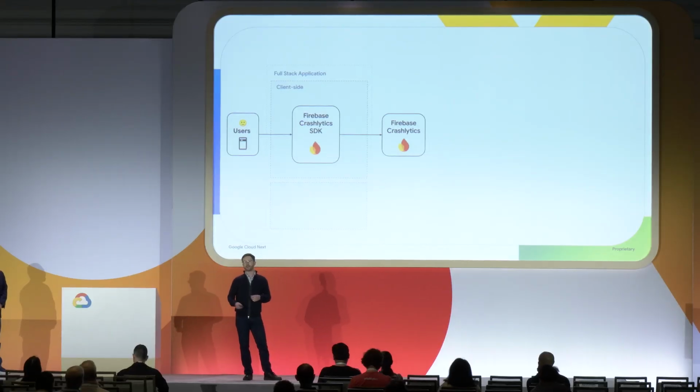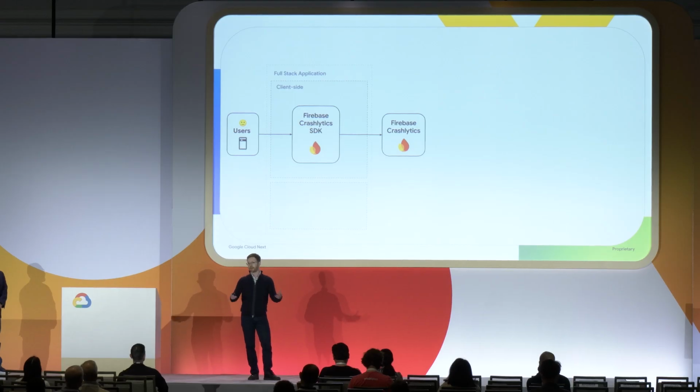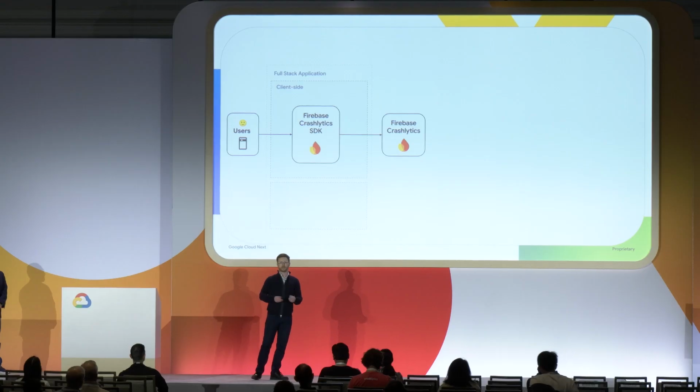You've got your users on their end devices using your application. As an iOS or Android developer, you would add the Crashlytics SDK. Once you add the Crashlytics SDK, that's automatically going to start collecting crashes, ANRs, and allow you to log non-fatals. Those will get uploaded to the Crashlytics service, where we analyze them and group them into logical clusters so that you can figure out the priority and understand the impact.